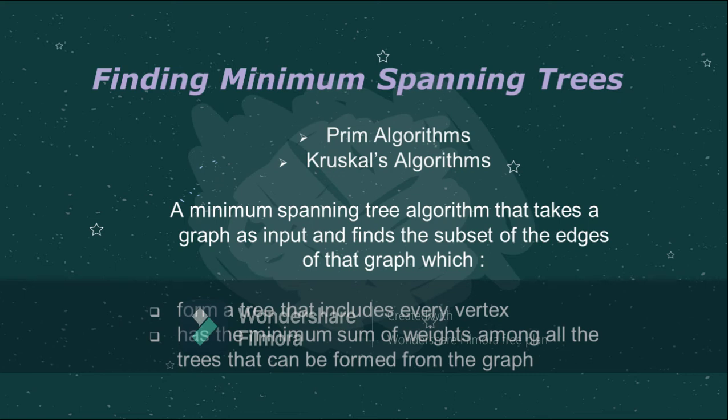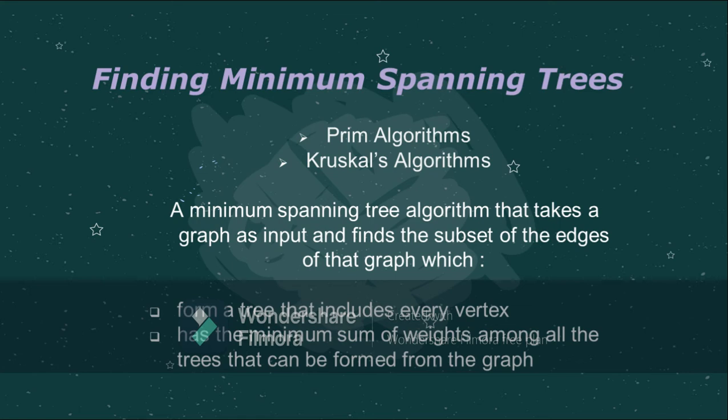Okay, so there are two ways to calculate the spanning tree. The first one is the Prim algorithm. The Prim algorithm is to find a minimum spanning tree for a weighted undirected graph. That means it finds a subset of the edges that forms a tree that includes every vertex, where the total weight of all the edges in the tree is minimized.